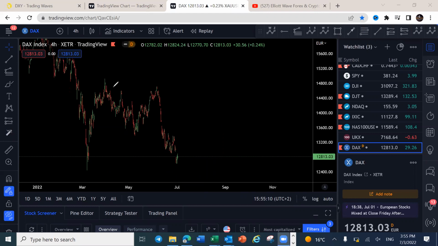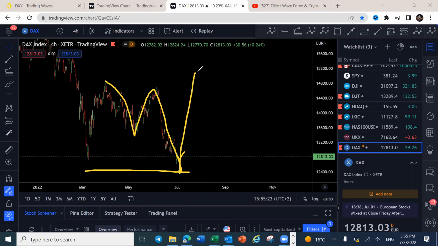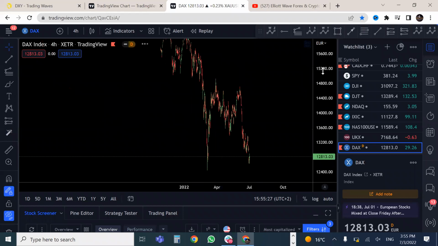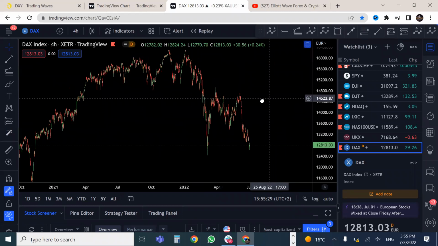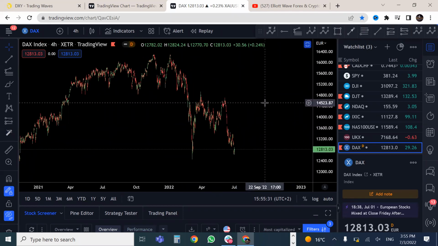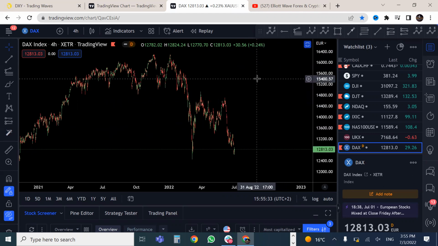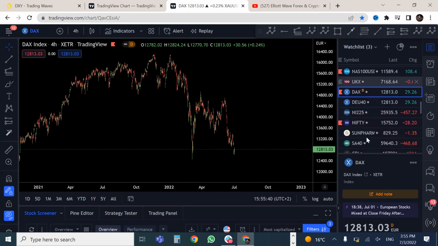So the DAX here was supposed to give us 1, 2, 3 and a pullback. So we may still take the low here. We may still take the low here and come back to around this level before we drop. But otherwise, all the indices are dropping, and there are no signs of any reversals. So we're looking at that. So that is bearish on the DAX.